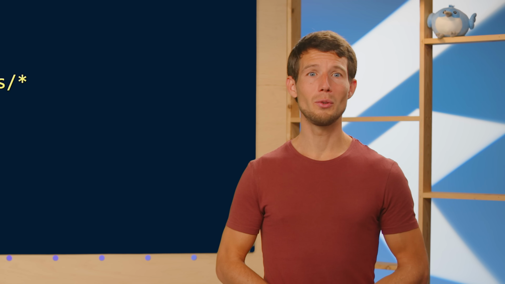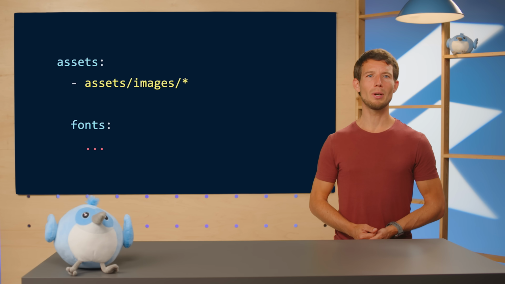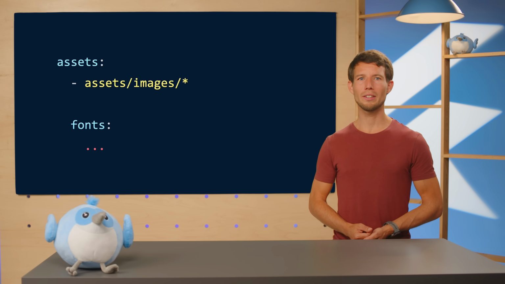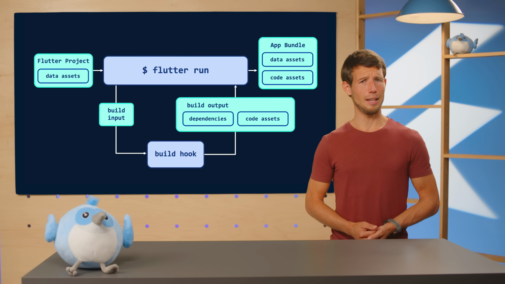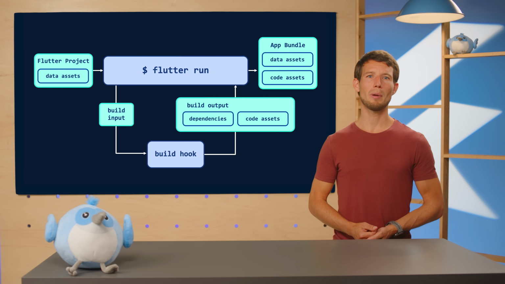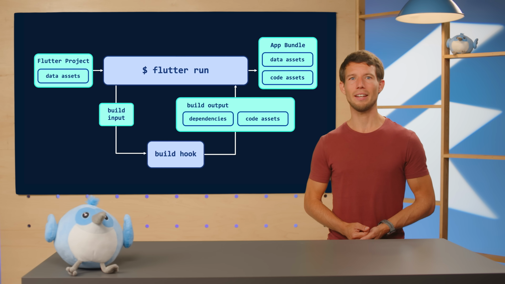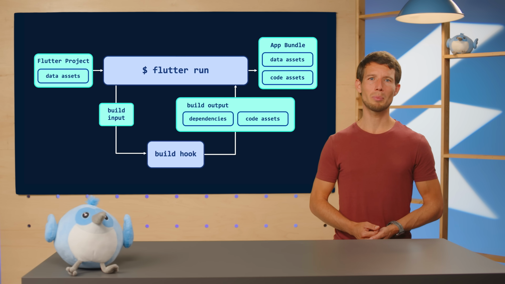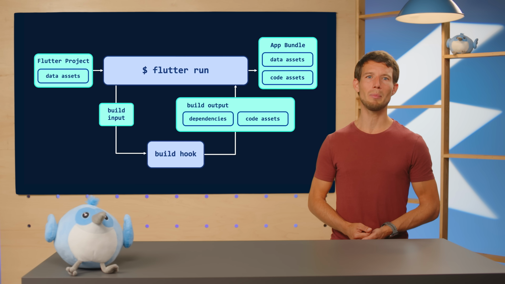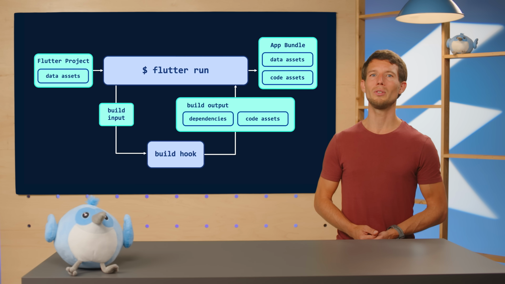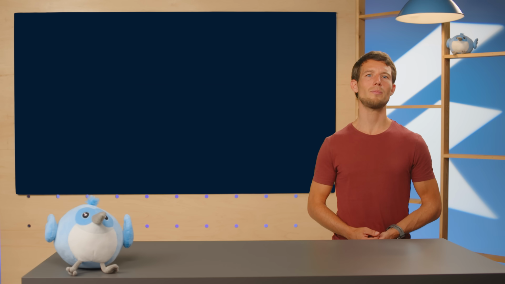That's a high-level view of the actual hooks. But what about those assets? You might be wondering whether they're similar or related to the assets we declare in our pubspec.yaml files. They absolutely are. Assets in your pubspec.yaml file are data assets, while the files you produce in your build hook are called code assets. However, both get baked into your Flutter app bundle by the Flutter tool so that the Dart code knows where to find them.